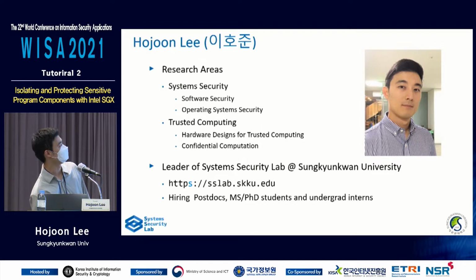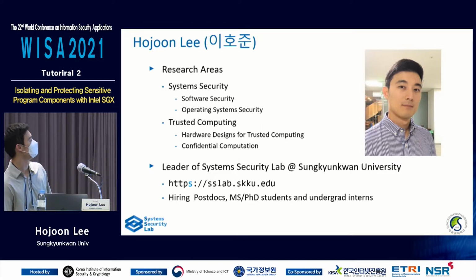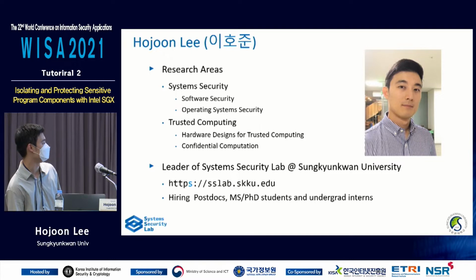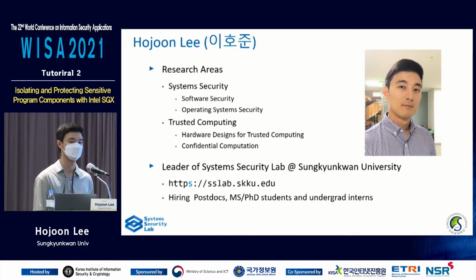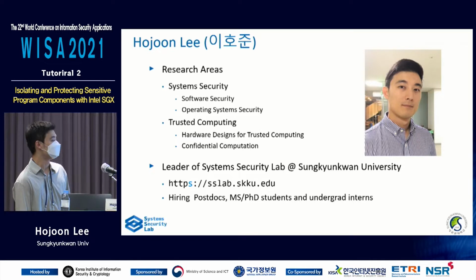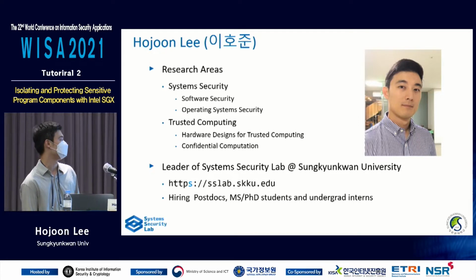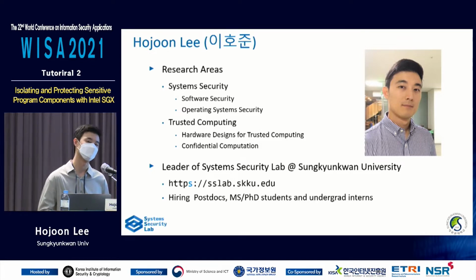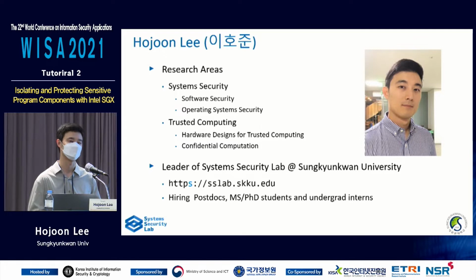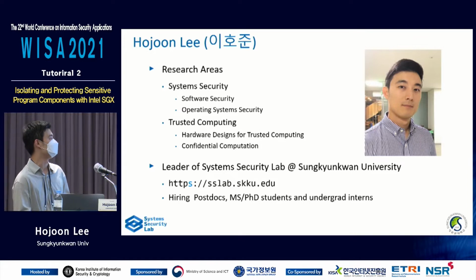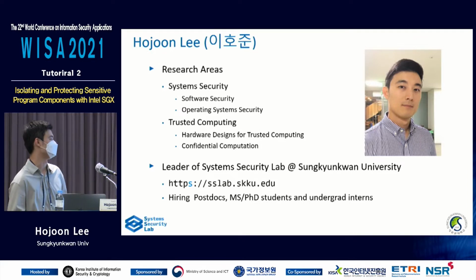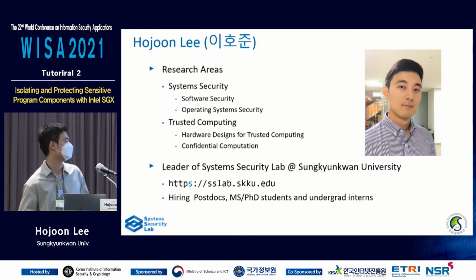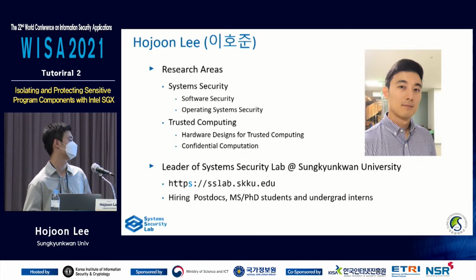So I'm gonna start off with a little bit of self-introduction. My name is Ho-jun Lee, and I'm the leader of the Systems Security Lab at Seongyungan University. Our research areas include systems security and trusted computing. Basically, we would like to take a look at the existing systems, find problems, and propose architectural or software changes to fix that. In more detail, we do a lot of software security, operating system security, and as with today's topic, we also do a lot of confidential computation and hardware designs for trusted computing.